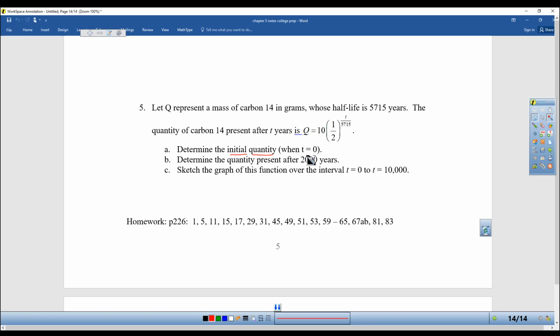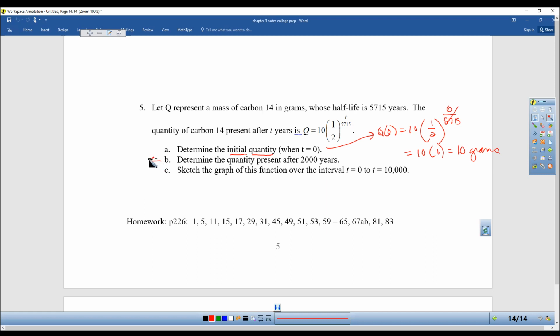I'm not always going to tell you that. That's something you need to understand in your head: initial means in the beginning, and in the beginning, time is equal to 0. So we can plug that in. Q of 0 is 10 times 1/2 to the 0 divided by 5,715. But 0 divided by anything is still just 0, and 1/2 to the 0, anything to the 0 power, is just 1. So this is just 10. In other words, we're starting off with 10 grams of carbon-14.